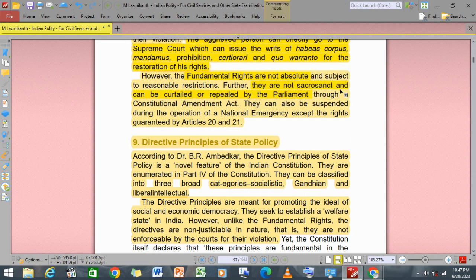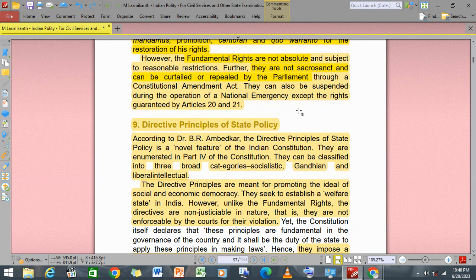That means through Parliament they can be amended, and they are also suspended during the operation of a national emergency, except the rights guaranteed by Articles 20 and 21. All right, so fundamental rights can also be suspended during the emergency, except the rights guaranteed by Articles 20 and 21.